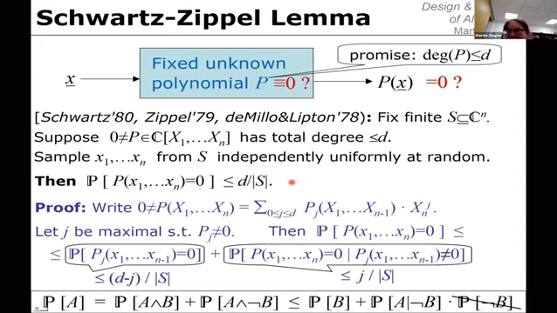And yes, time is up. So we will resume next week by applying this Schwartz-Zippel Lemma, this polynomial identity test, the randomized identity test, in order to arrive at a very simple algorithm for solving the perfect matching problem on graphs.